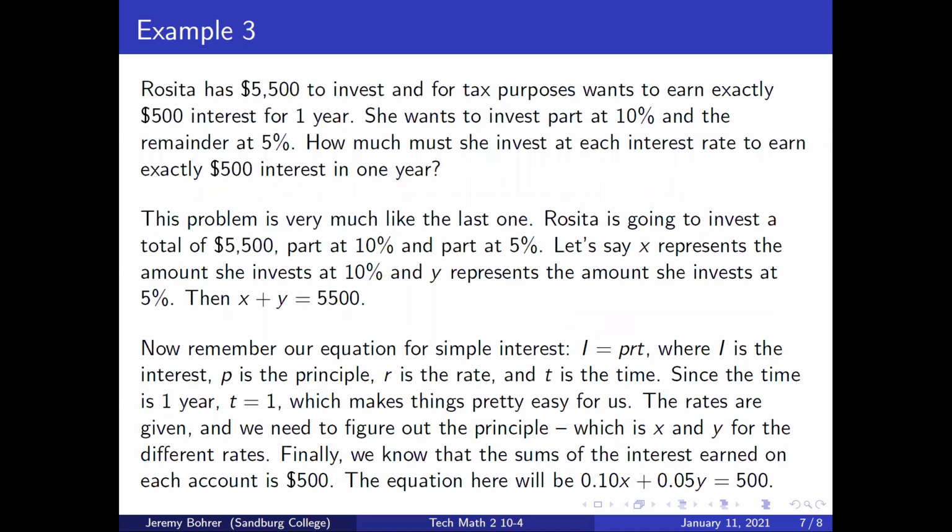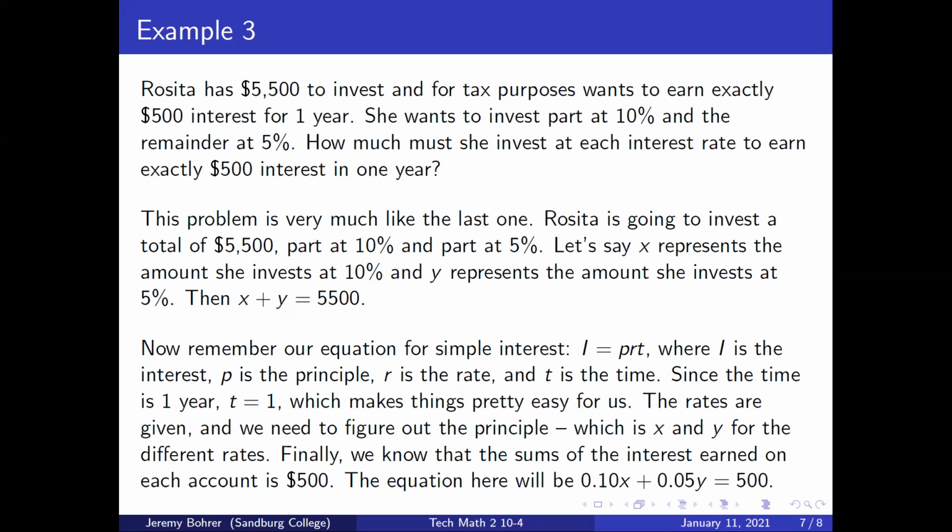Final example. Rosita has $5,500 to invest, and for tax purposes wants to earn exactly $500 interest for 1 year. She wants to invest part at 10% and the remainder at 5%. How much must she invest at each interest rate to earn exactly $500 interest in 1 year? This problem is very much like the last one. Rosita is going to invest a total of $5,500, part at 10% and part at 5%.